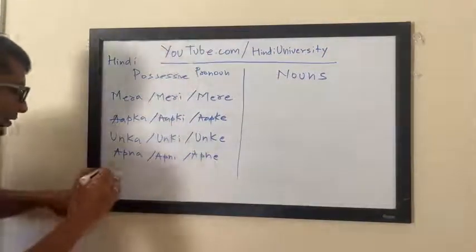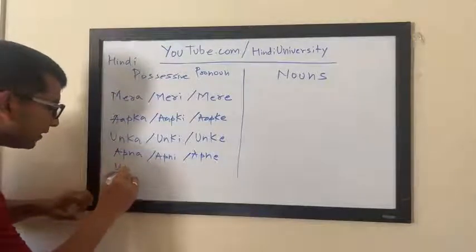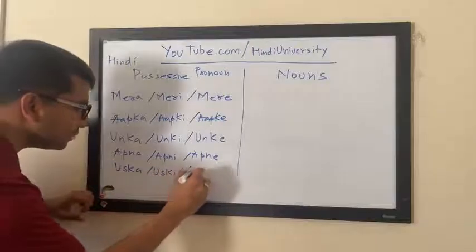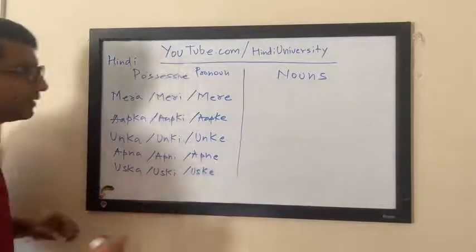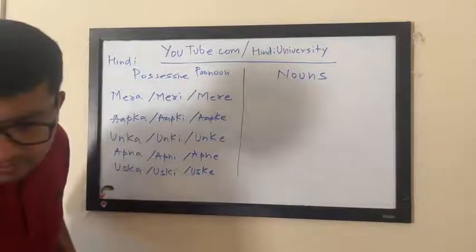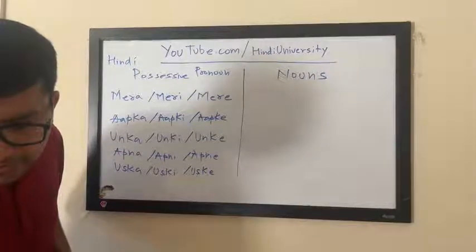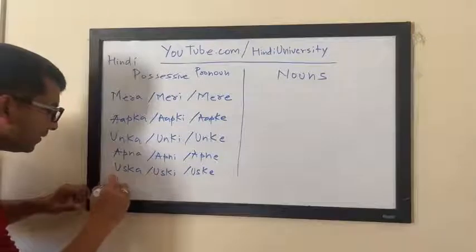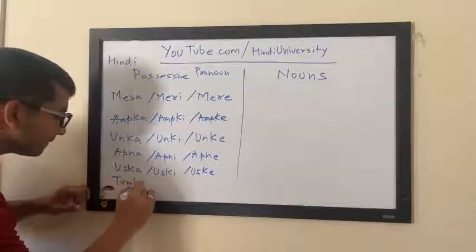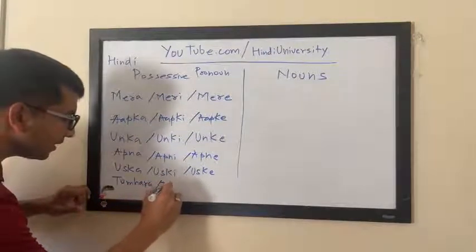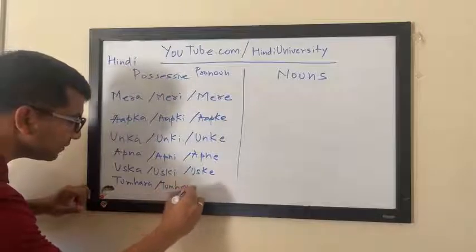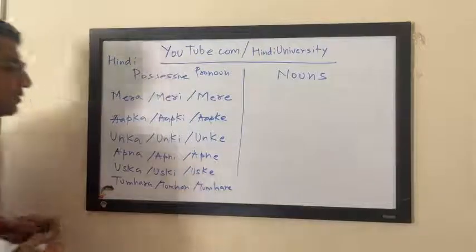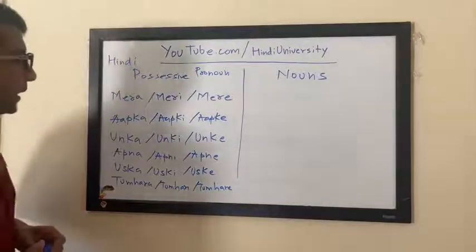Suvilai ji is saying uska, uski, uske. Great, great. Tumhara, tumhari, and you have tumhare. This is great actually. So let's quickly summarize it.